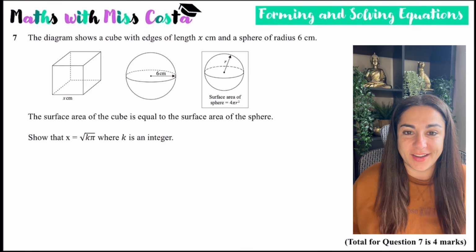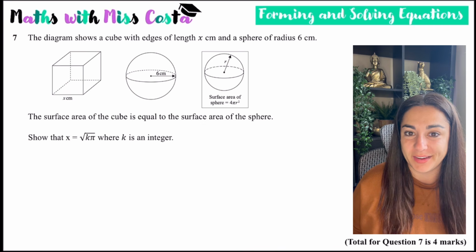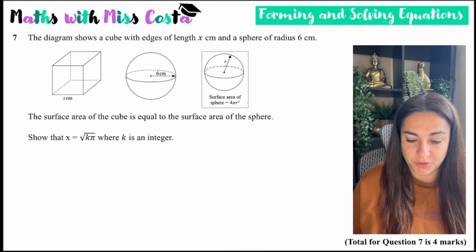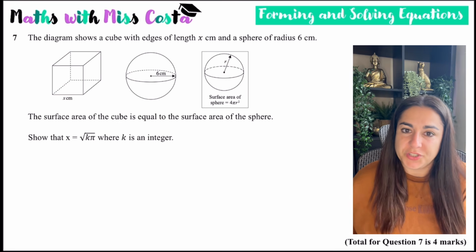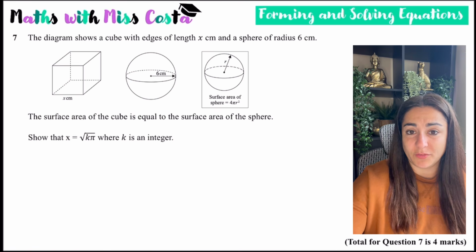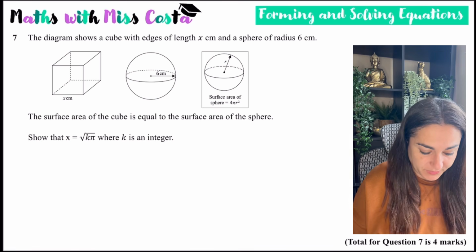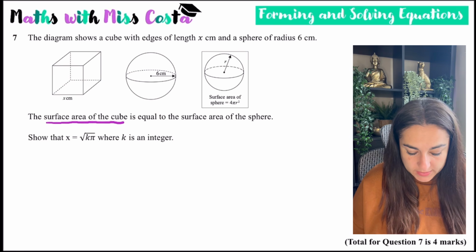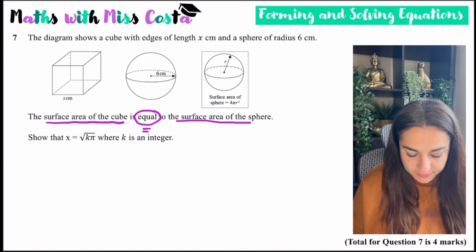Okay, in this question I am given a diagram with a cube and a sphere in it, and I'm told that the surface area of the cube is equal to the surface area of the sphere. And then I'm told to show that something. So the first thing when you've got questions like this is they're always going to give you some very important information. So they've told you that the surface area of the cube is equal, which you automatically know you're going to want to form an equation, to the surface area of the sphere.